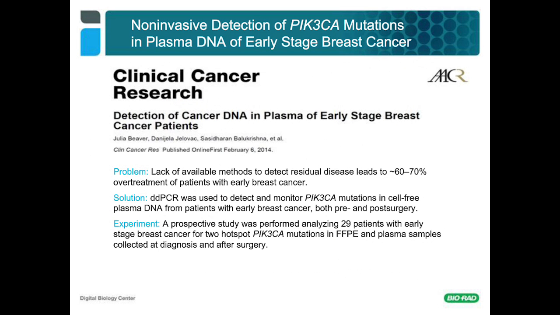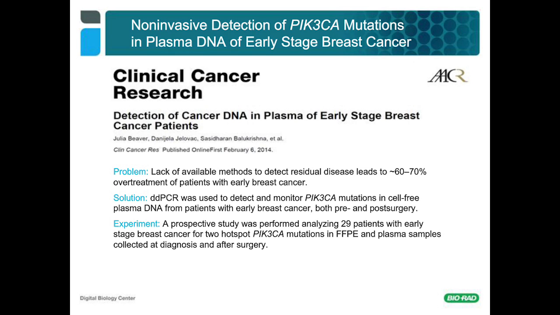This is a paper published last February. What is remarkable about this, aside from detecting mutations in plasma, is that it is the first study to examine early-stage disease using digital PCR successfully. All previous studies have focused on late or metastatic disease because there is so much more circulating DNA available.